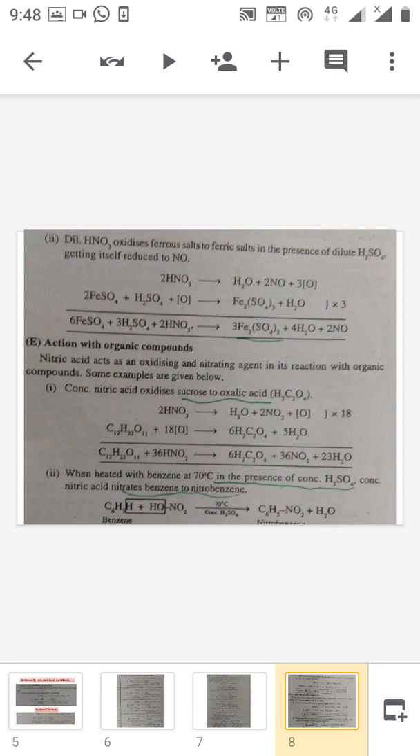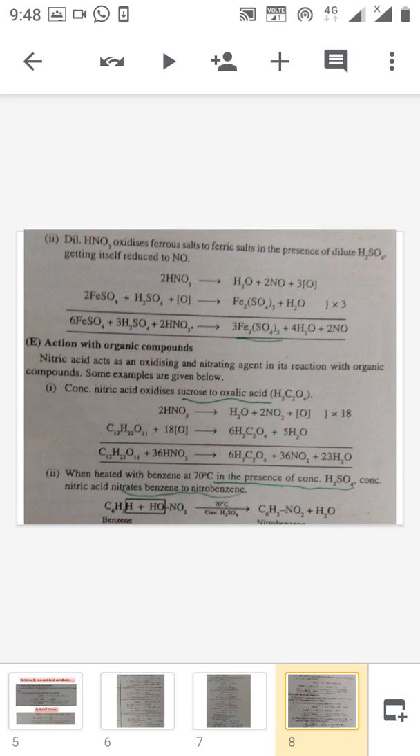Next one is the action of the nitric acid with organic compounds. So the first reaction is the nitric acid oxidizes sucrose to form the oxalic acid. This is the reaction. Next is the action of the nitric acid with benzene. We will obtain the nitrobenzene. So the chemical reactions of the nitric acid are over.